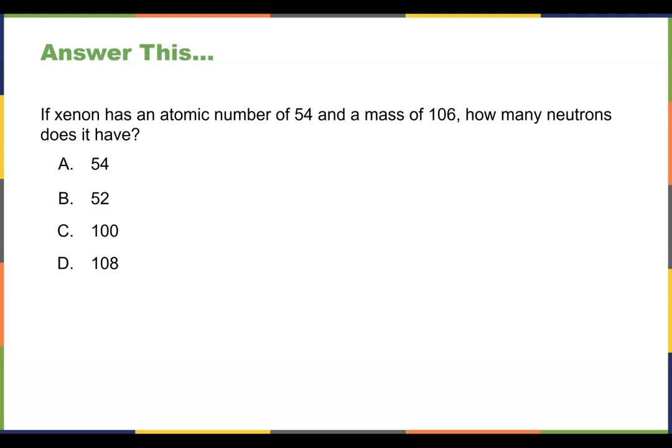If xenon has an atomic number of 54 and a mass of 106, how many neutrons does it have? So what are we going to do? 106 minus 54, and it's going to leave us with 52. Yeah, so 52 neutrons and 54 protons make up the mass of xenon, which is 106.